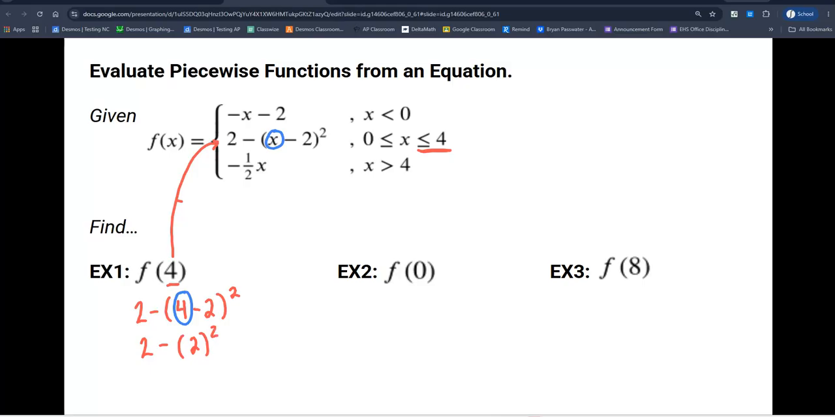Then E stands for exponent, so I got to do that next. Jalen, what is 2 squared? Yes, good. 4. So I got 2 minus 4. And last, I just got to subtract. And Uriah, what will I get for that one? -2. Good. Good job.